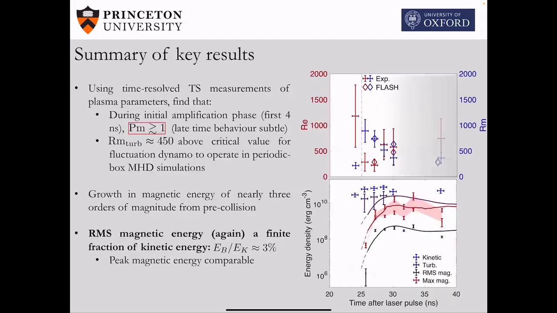But back to the key results. What we're seeing is a growth in magnetic energy, in this case of nearly 3 orders of magnitude from the pre-collision value. And the root mean square of the magnetic energy is again a finite fraction of the kinetic energy, around 3% in this time, with the peak magnetic energies being comparable. This led us to conclude that we have indeed created a dynamo that, certainly during the amplification phase, is in the order unity magnetic Prandtl number regime. Given this is the first time this has been realized, this was quite an exciting result for us.